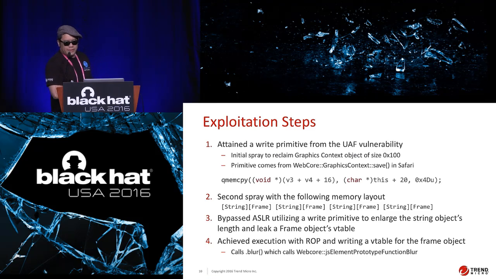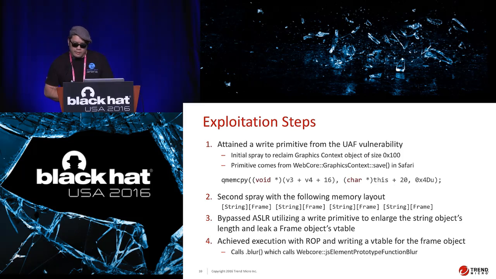So let's discuss the exploitation steps. After they reclaimed the freed memory, they found this exploit primitive with the save function within graphics context save. And that's what gave them the arbitrary write. They sprayed the memory with strings and frame objects, as you can see. And that's the memory layout. And they were able to use that write primitive to overwrite the string's length attribute, so they can read large chunks of memory, however they really wanted to.